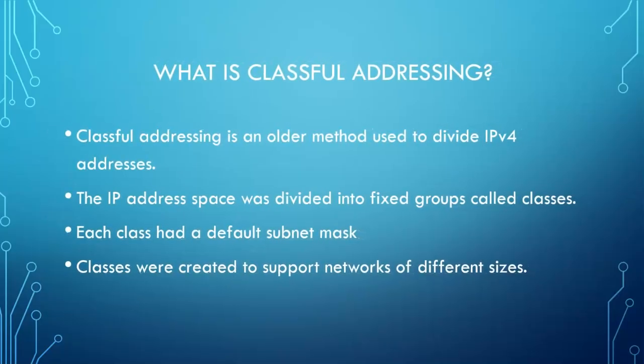Classful addressing was one of the original methods used to organize IPv4 addresses. Instead of using flexible subnet sizes like we do today, the address space was divided into fixed groups, called classes. Each of these classes had a specific range of addresses, a default subnet mask, and a different number of available hosts. This was designed to support networks of different sizes, from very large organizations to small networks. There were 5 of these classes.